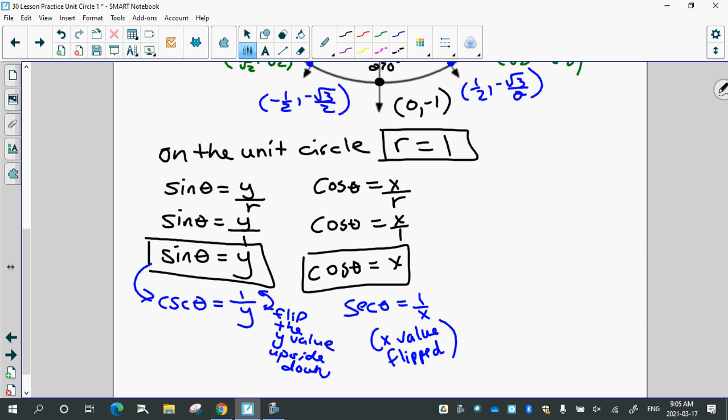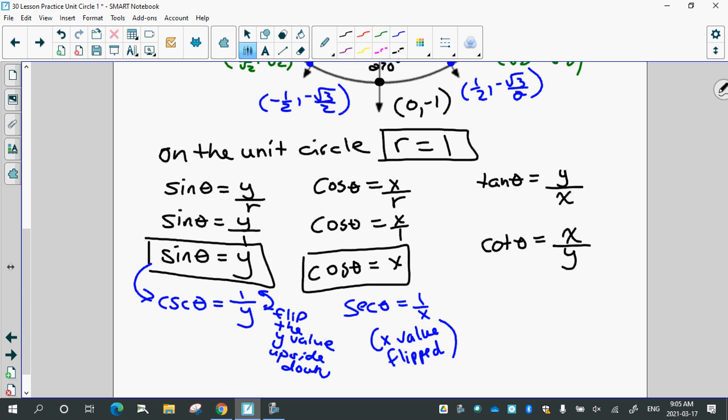And then tan, you still have to do some work. It's going to be the y value in the ordered pair divided by the x value in the ordered pair. Still, so it doesn't really change. And same with cotan, it doesn't really change either. It's going to be the x value in the ordered pair divided by the y value in the ordered pair.